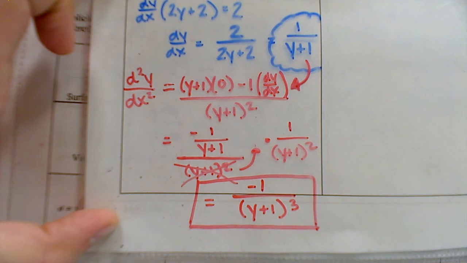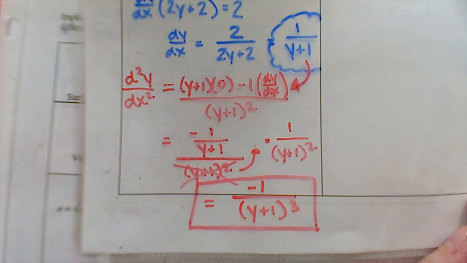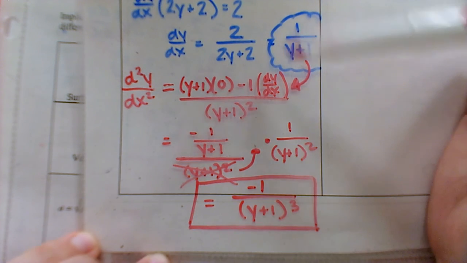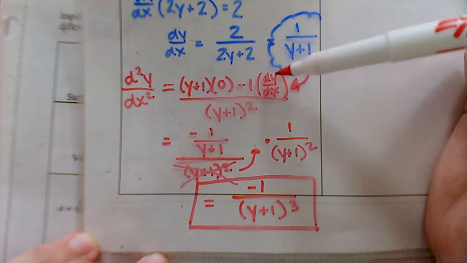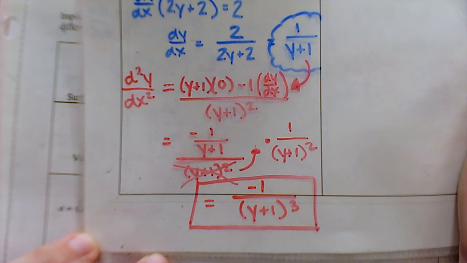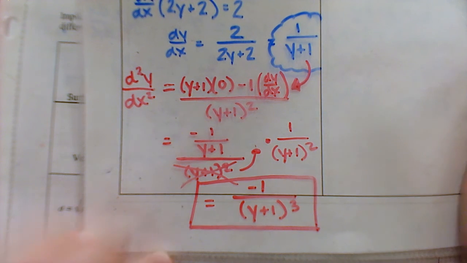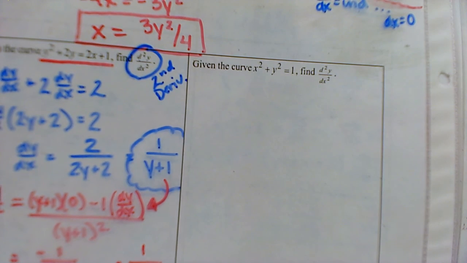There's our second derivative. What's interesting about the second derivative for these implicit equations is that you're going to end up with a first derivative notation in there somewhere, but we can simply make that substitution so it's no longer there. We'll try another one of those tomorrow because the bell's going to ring in a little bit.